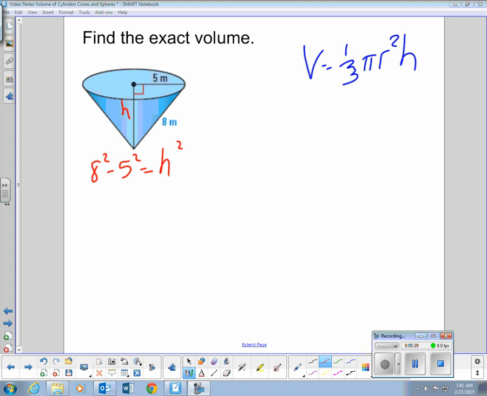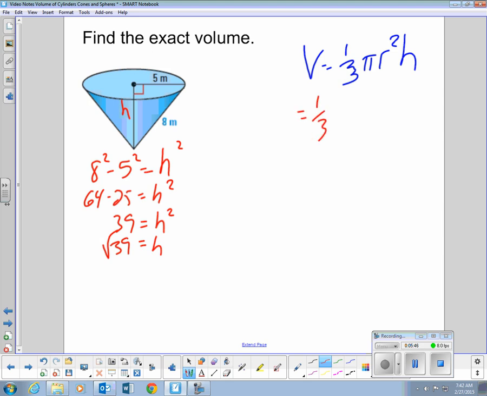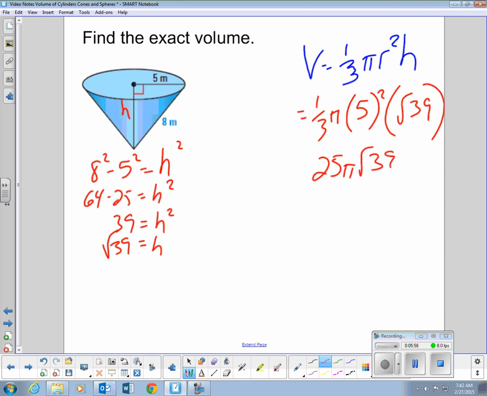All right, so when we work this, we get 64 minus 25 equals h squared. So when we do that, we get 39 is equal to h squared. So our height is the square root of 39. Check to see if that can be simplified. If it can't be simplified, then we're good to go. So our volume is equal to 1/3 pi 5 squared times the square root of 39. So we end up with 25 pi square root of 39 all over 3 is my exact volume.